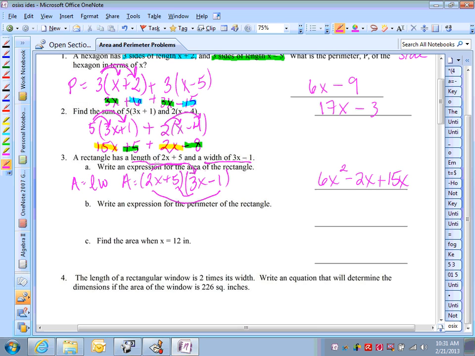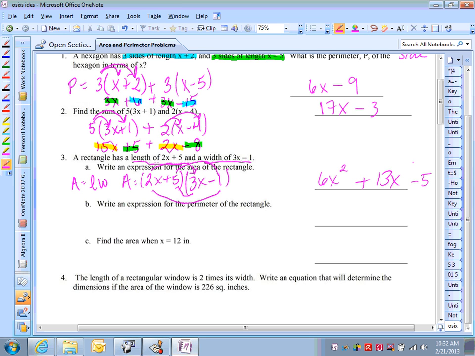And then the last 2 terms together, 5 times negative 1 is negative 5. Now I combine my like terms, so I can combine negative 2x plus 15x, and that gives me a positive 13x. So my answer for the expression of the area is 6x squared plus 13x minus 5.